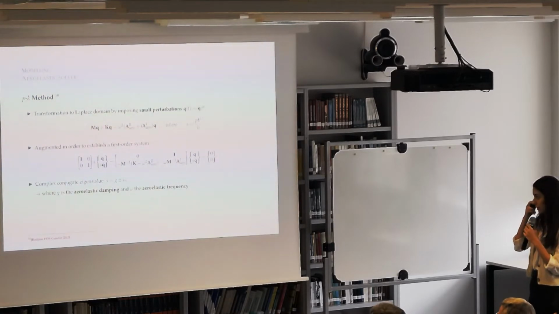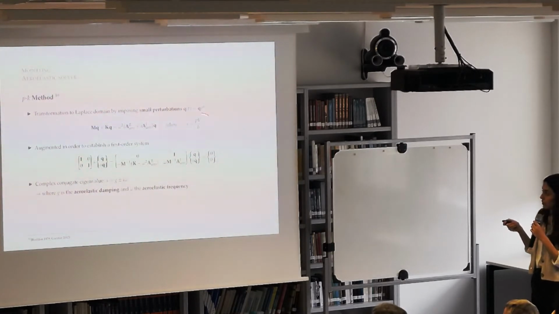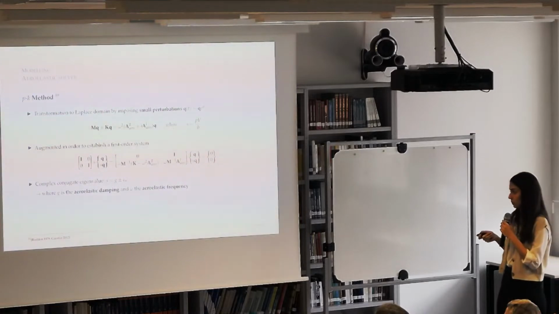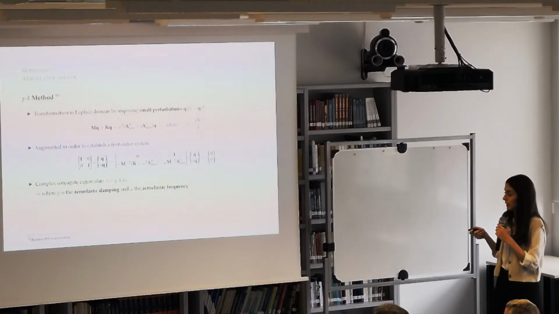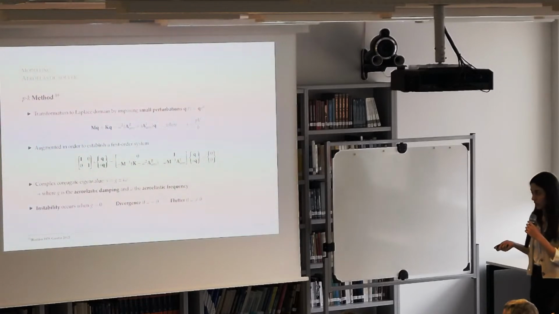the similar equation that I had earlier, but with the real part and the imaginary part of my aerodynamic matrix separated. Something important to notice is that S here depends on my flow velocity, my flow speed. So to solve the system, I augment it in order to obtain a first-order system and then solve the eigenvalue problem of my system, which gives me complex conjugate eigenvalues, where the real part represents my aeroelastic damping and the imaginary part represents the aeroelastic frequency, with divergence if the frequency is zero and flutter if the frequency is non-zero.